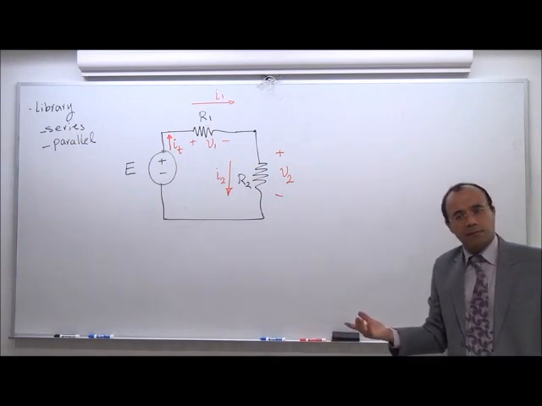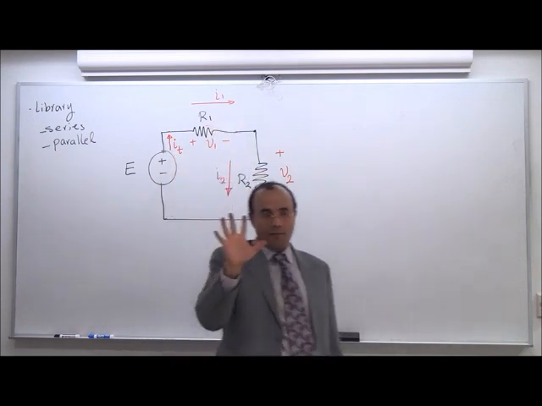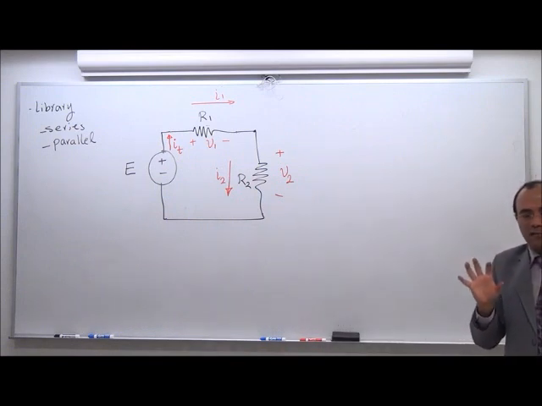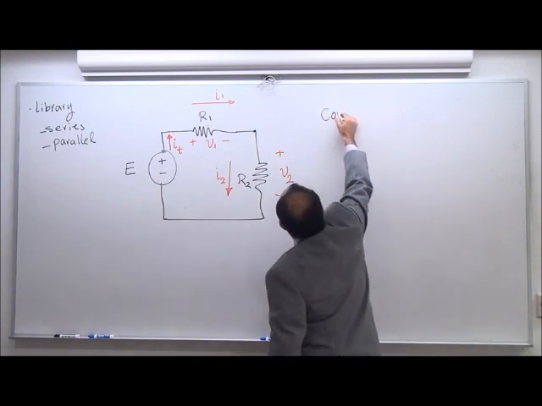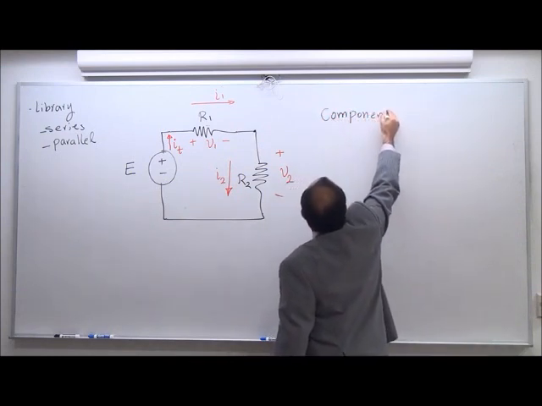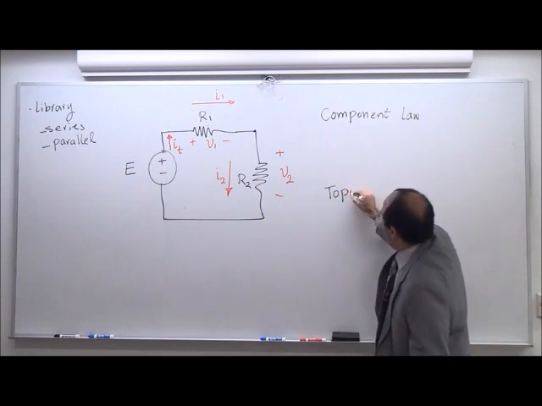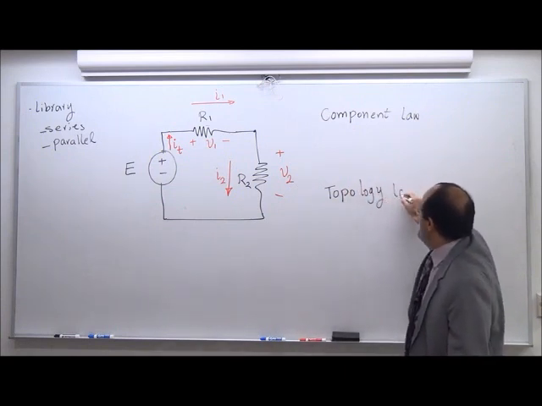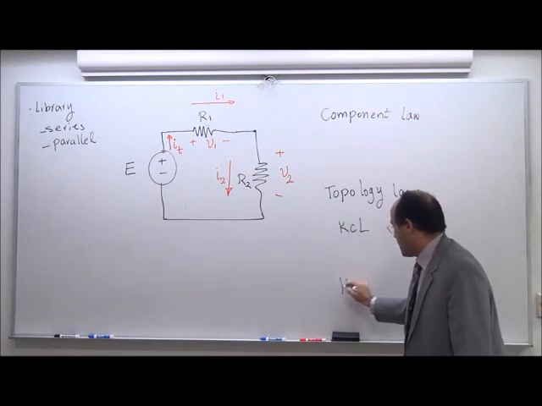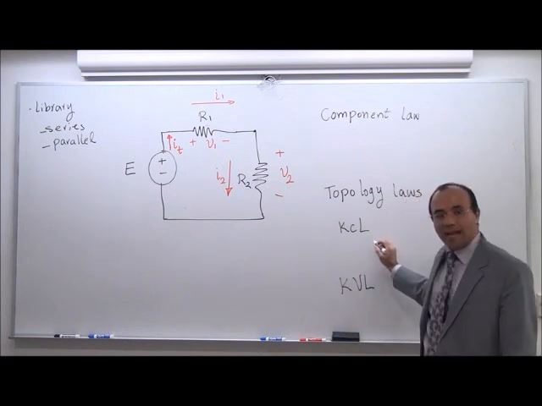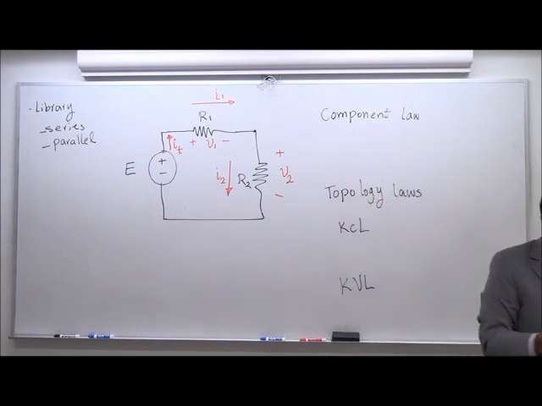How many unknowns do I have? I have two unknowns for this, two unknowns for this, and one unknown for that. I have five unknowns. I need to have five equations, five unknowns, to solve this system. Let's begin. What I need to do is this. I need component law, then I need topology law, and for topology law, I require KCL first or next, and KVL. KCL attacks the node, KVL attacks the loop, and component law is just the individual component itself.